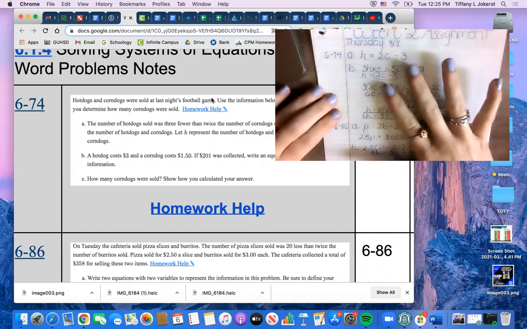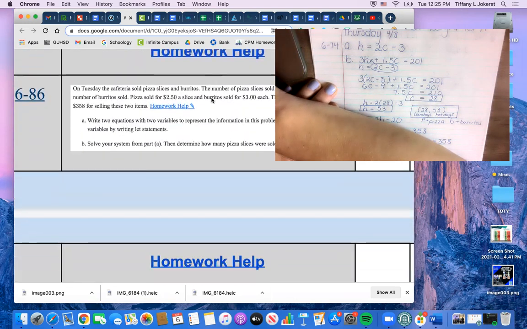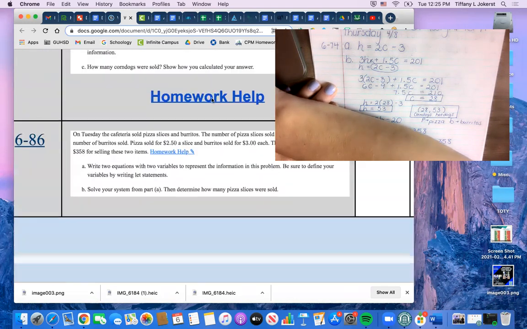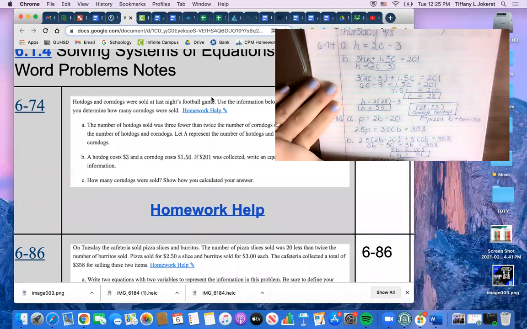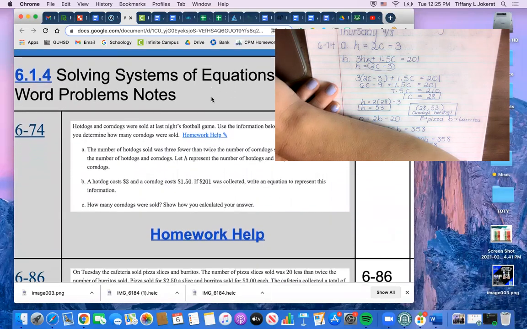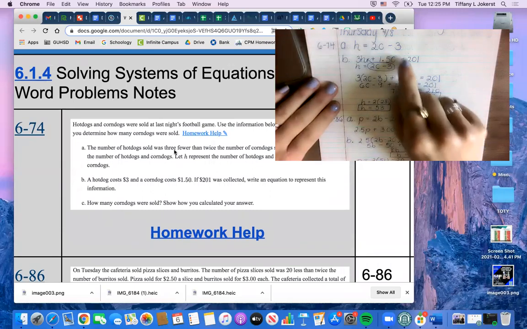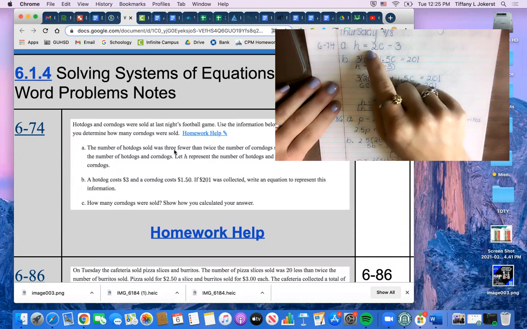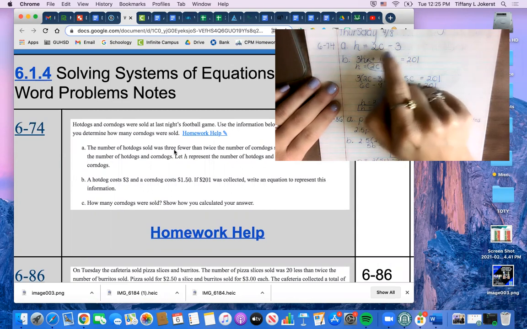Okay, so on this homework assignment, you'll notice that this is word problem based. So you have to set up the equation as well as go through and solve. So on 6-74, you have hot dogs and corn dogs, and they were sold at the game last night. It says the number of hot dogs sold was 3 fewer than 2 times the number of corn dogs. So that's my first equation, 3 fewer than 2 times the number of corn dogs.